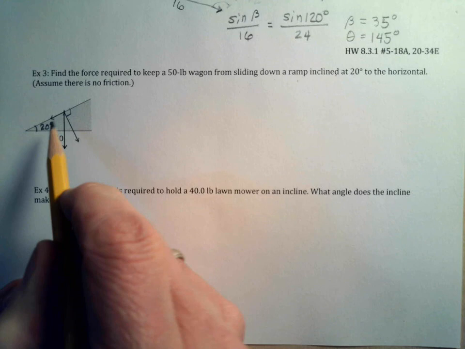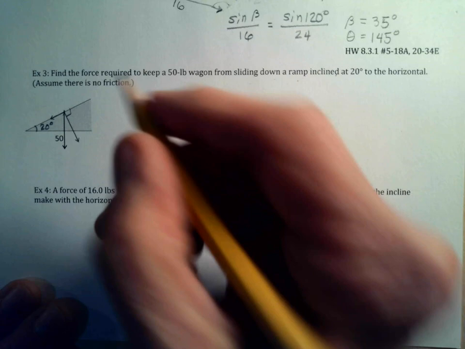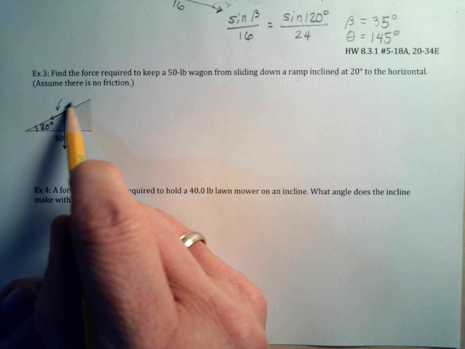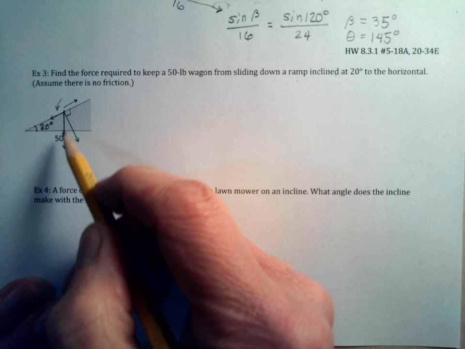And then the other one here is the force due to gravity that's pulling that wagon down the hill. Okay, so what we want to find out is this right here. We want to figure out how much force that is. And then we want the equilibrant. We want how much force would be required to pull in the opposite direction to keep it from sliding down the hill. All right, so this force is the resultant of this 50-pound force.